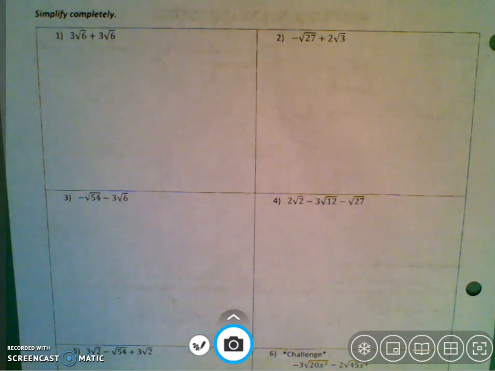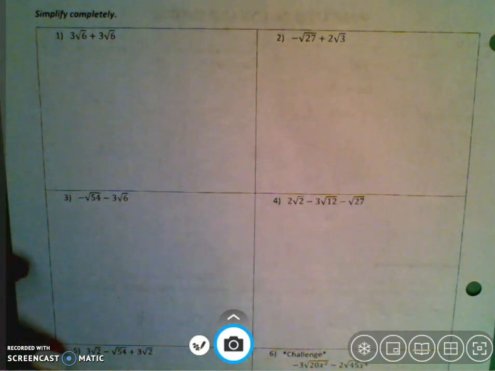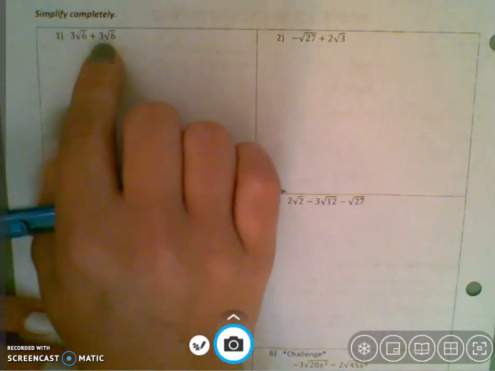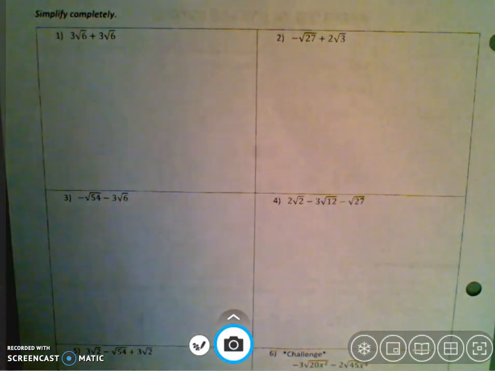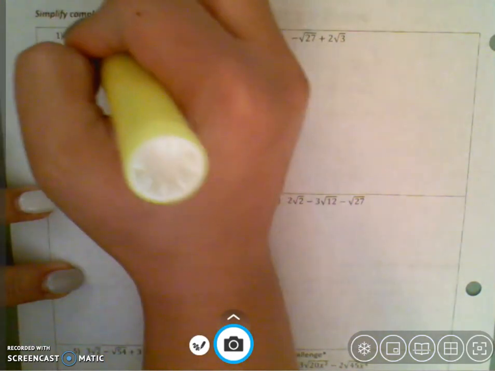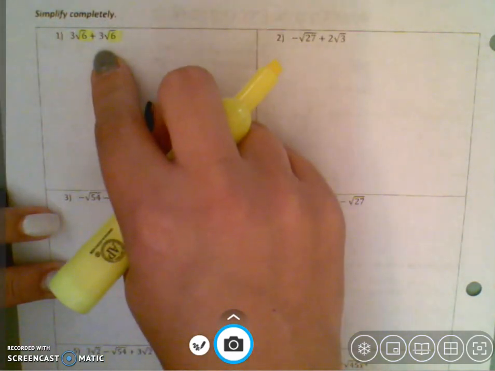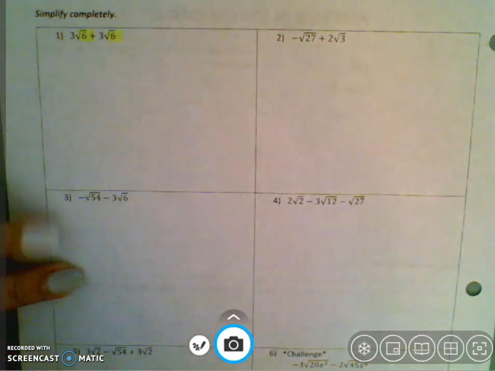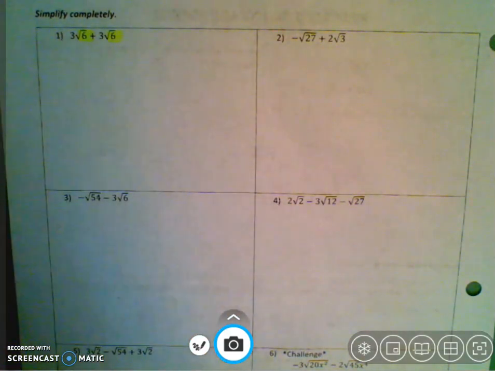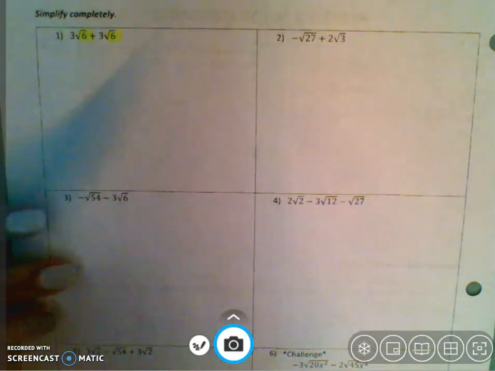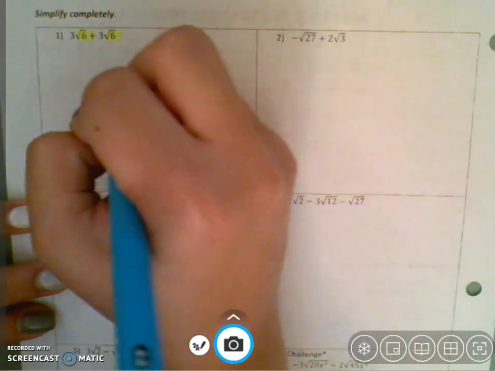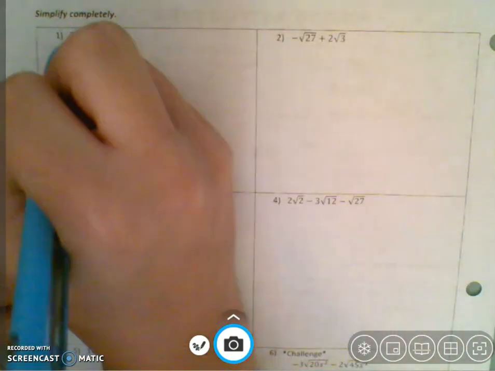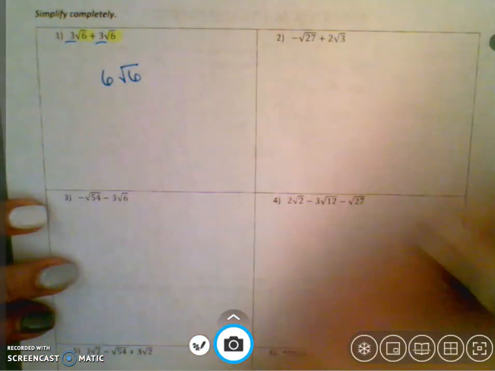Okay, by now you should have done numbers 1 and 2, and we're going to go over those. Number 1 is 3 root 6 plus 3 root 6. The first thing I want to check is these square roots of 6, can they break down any more? Well, square root of 6 is 2 times 3, so those will not break down anymore. Since they don't break down anymore, we're just going to write the answer. We have the square root of 6, and then you're doing 3 plus 3 makes a 6.